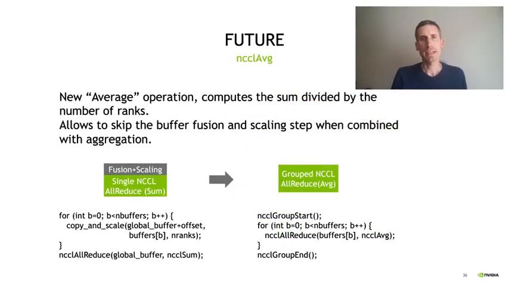So the second thing we're looking at is to provide a NCCL average operation. This should allow us to skip the fusion plus scaling step that is usually done before NCCL and even after. Instead of fusing the buffers into a single big buffer and at the same time scaling it down, dividing by the number of ranks in the group, you would just have to launch NCCL with multiple all-reduce operations, for example, all part of the same group, and use the NCCL average operation instead of the NCCL sum. And that should make the code simpler and hopefully faster as well, because we're just removing 2 extra steps.